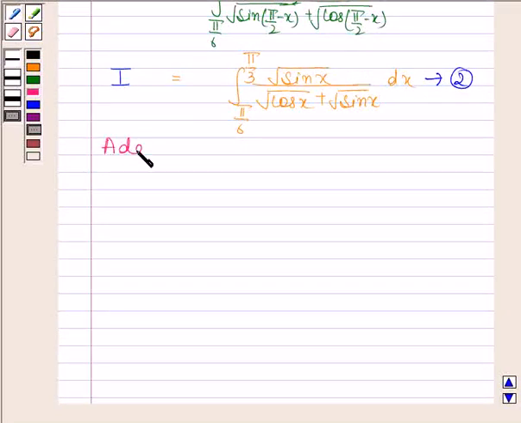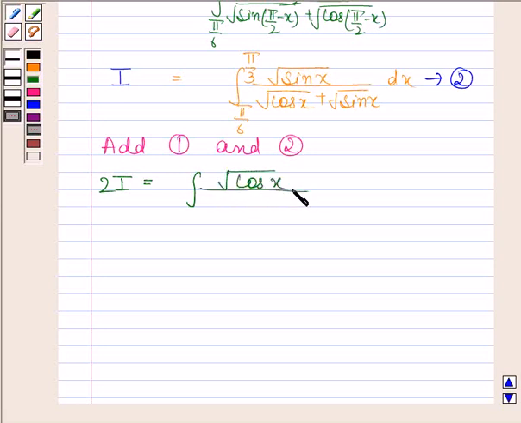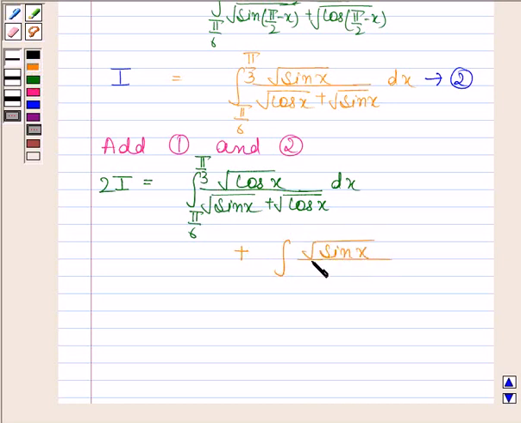Now we will add equation 1 and 2. So we get 2I equals integral of root cos x divided by root sin x plus root cos x from pi by 6 to pi by 3, plus integral of root sin x divided by root cos x plus root sin x from pi by 6 to pi by 3.